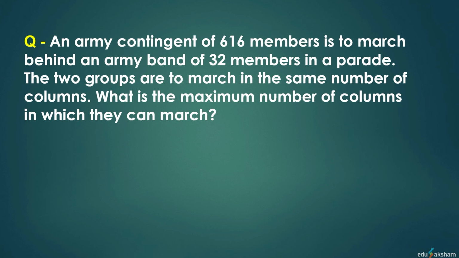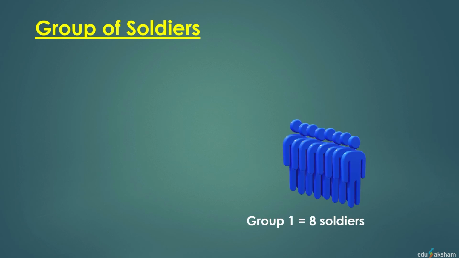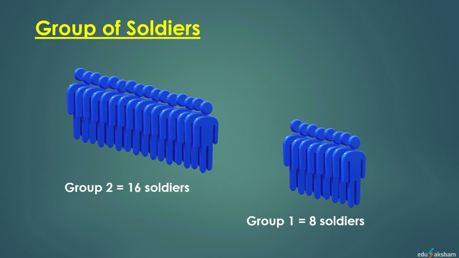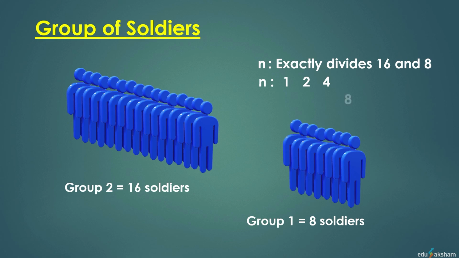First, let us understand what the question is trying to ask with the help of an example. Let us take two groups of soldiers. Group 1 consists of 8 soldiers and Group 2 consists of 16 soldiers. Suppose these two groups are to march behind one another in n number of columns, where n must be an integer which exactly divides 16 and 8, which means n must be a common factor of both 16 and 8, and n can take the values 1, 2, 4 and 8.